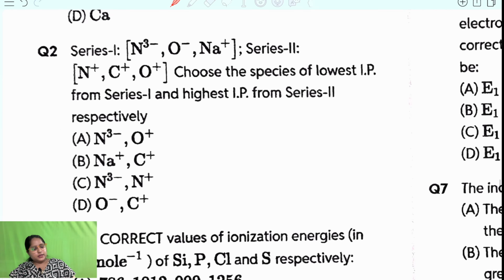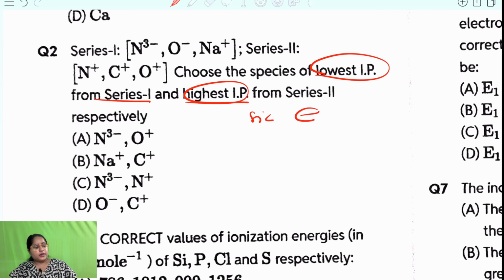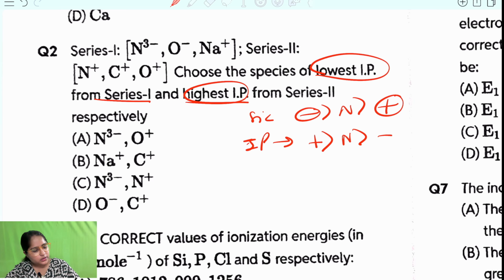Next, series 1: N minus 3, O minus, Na plus; series 2. Choose the species with the lowest IP from series 1 and the highest IP from series 2. I have given you the trick for size, and in the same way we have a trick for IP, the opposite trick: plus will be more, then neutral, then minus. So, in the first series, minus 3, minus and plus, plus will be more. What they are asking from the first species is the lowest. So, who will be the lowest? More minus charge, lesser IP. So, from here the lowest is N minus 3.